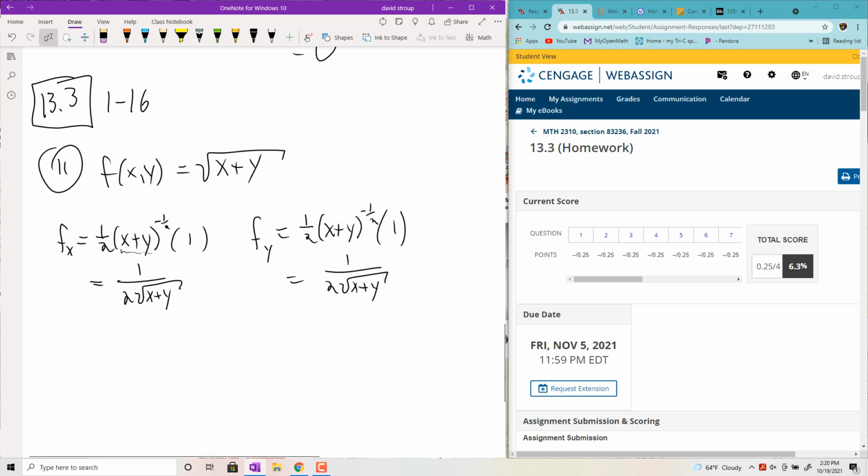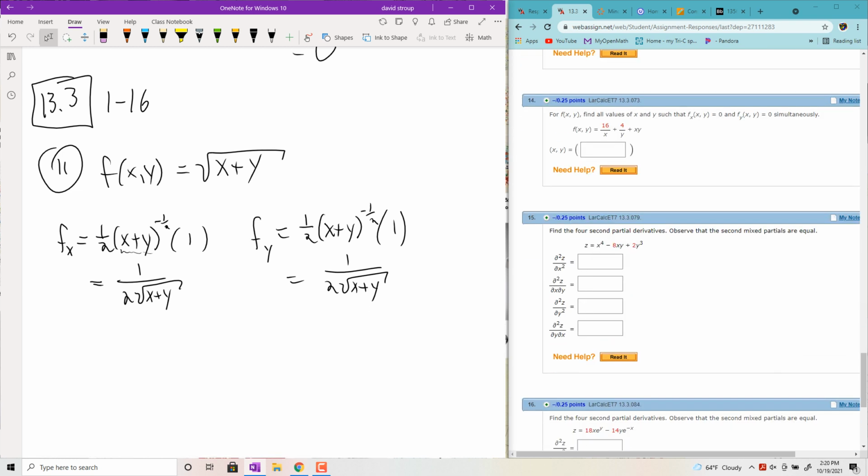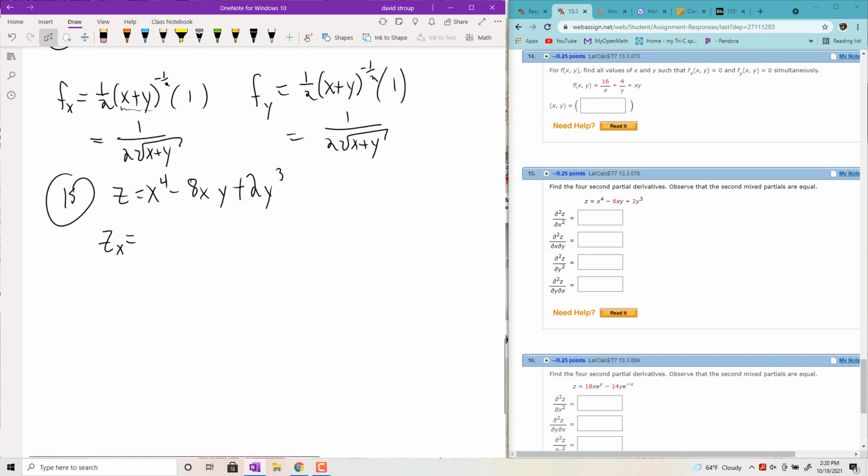Anyways, you should also be able to pull off all of the mixed partials, like in number 15 there. So we have z equals x to the 4th minus 8xy plus 2y cubed. And then let's get zx first. Okay, so this isn't really part of the answer. We want zxx, zxy. And then over here, I'm going to get zy, zyy, zyx.